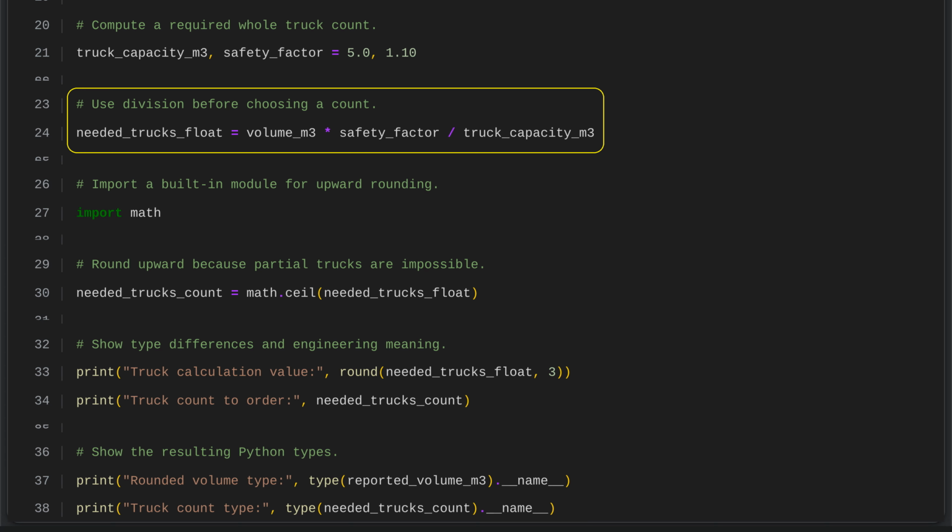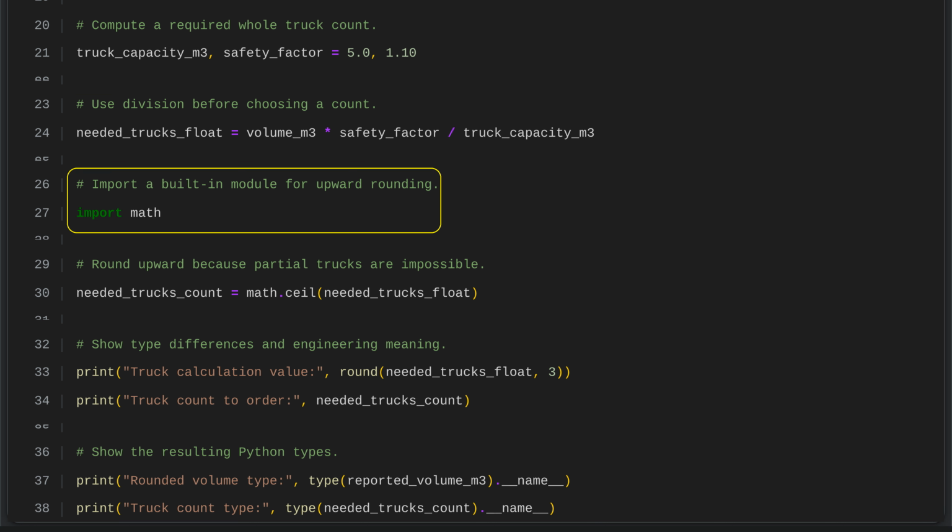To estimate the trucks needed, calculate the concrete volume with a safety margin, then divide that total by 1 truck's capacity. The result is the exact truck count as a decimal, which should be rounded up to ensure enough concrete can be delivered.